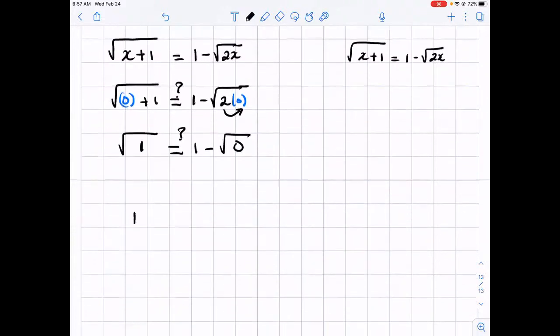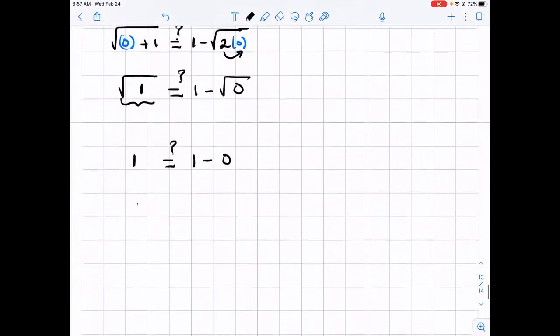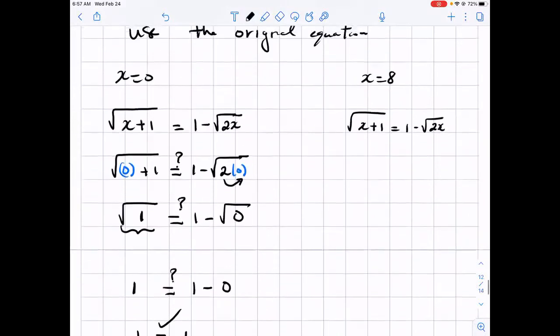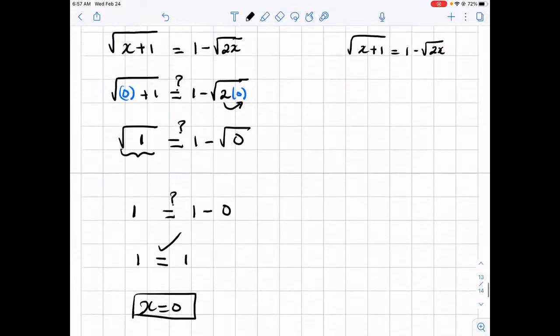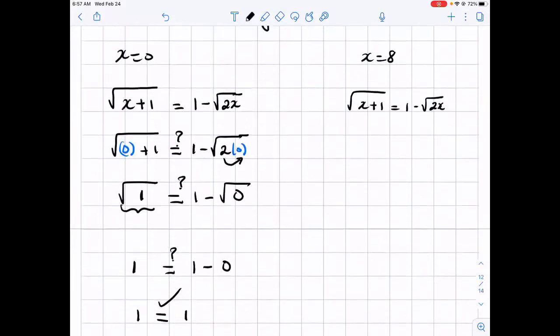So the square root of 1 is 1. This is equal to 1. And this becomes 1 minus the square root of 0, which is 0. So 1 is equal to 1. So this checks. So we know that x equals 0 is a solution, right? That's a solution. Now let's go ahead and check the other possible solution, x is 8.